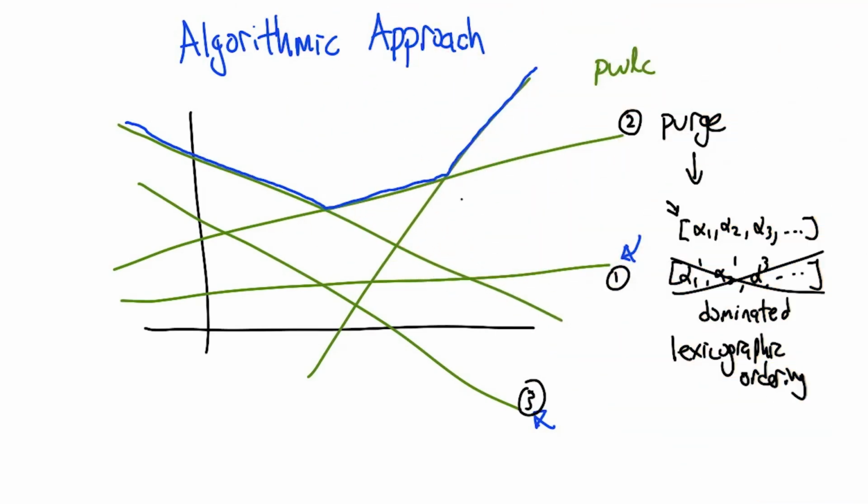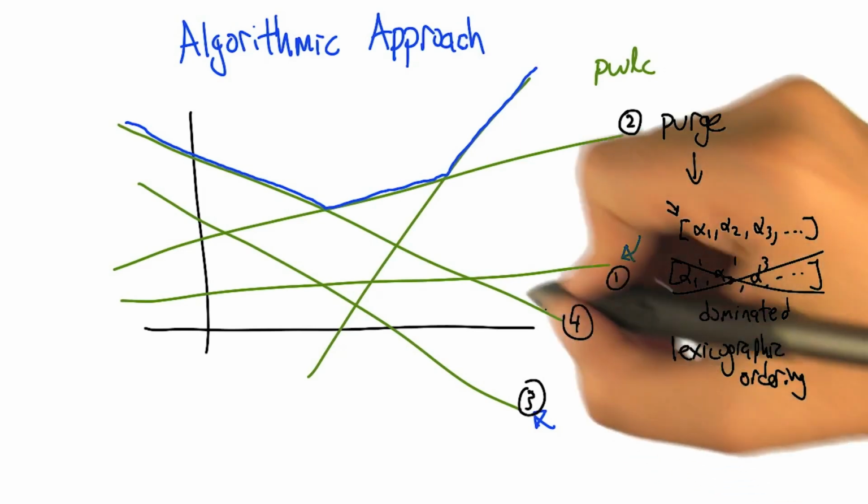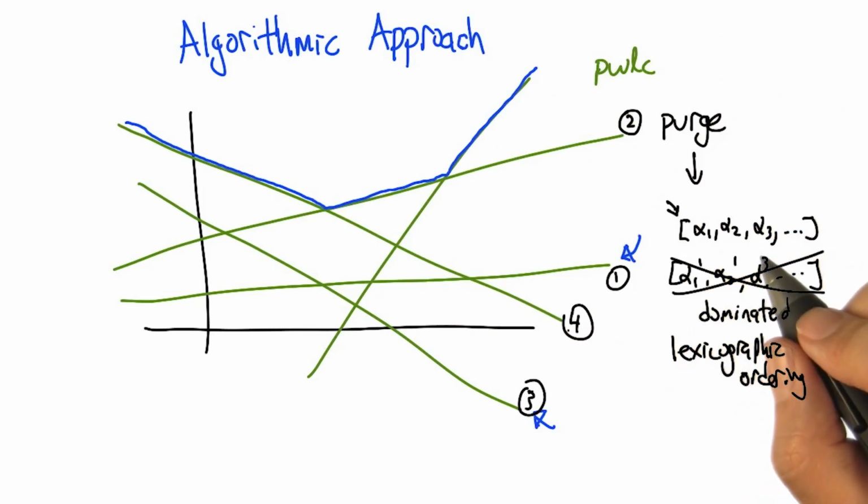Wait, what you said isn't true. 3 is dominated by the one that first does the max all the way through. You mean this one, 4? Yeah. Yes, that is a good point. All right, that sounds like a quiz.